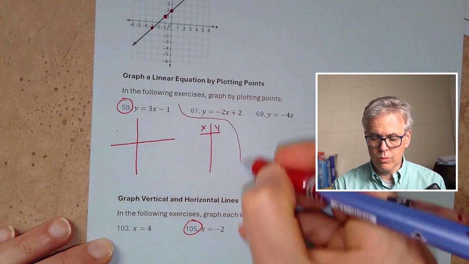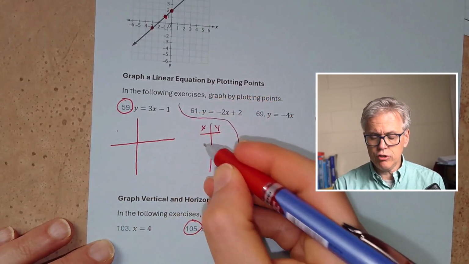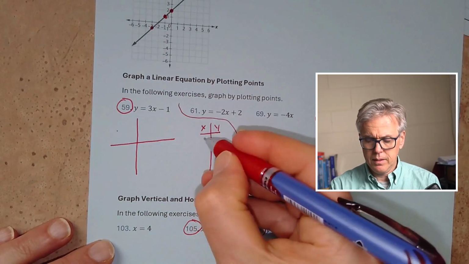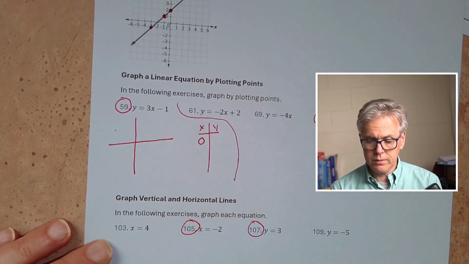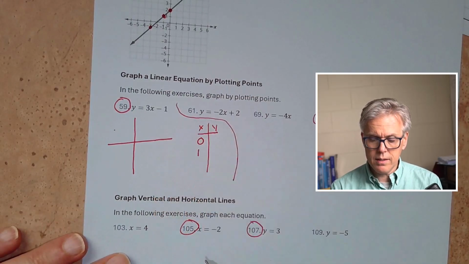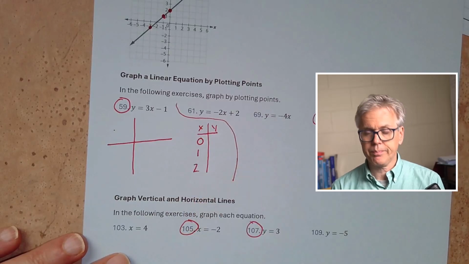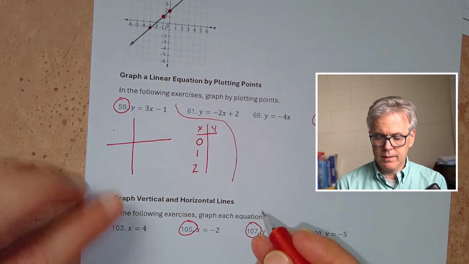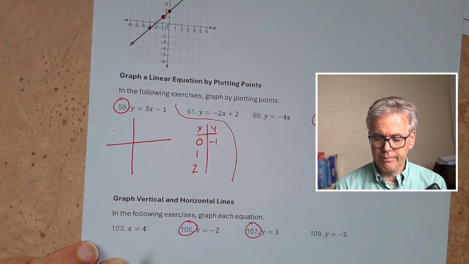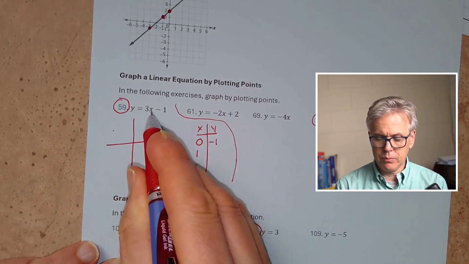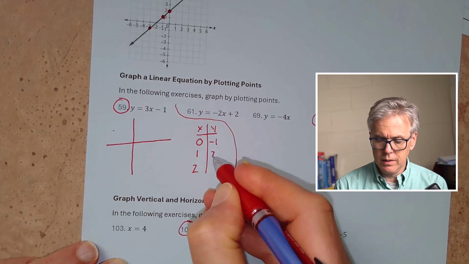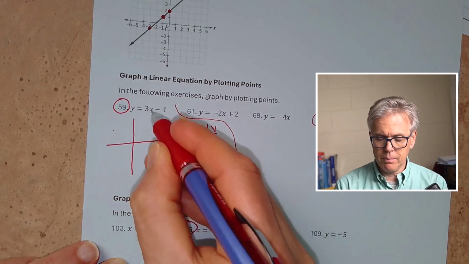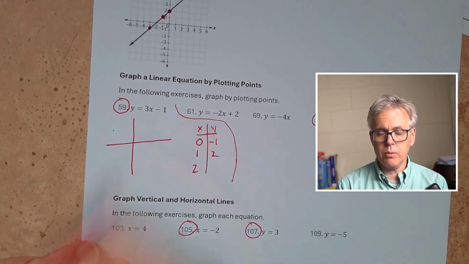So this is number 59 I'm doing. So I'm going to choose 3 values. 0 is always a good choice. And let's choose 1 and maybe 2. Okay, so when x is 0, what do I get for y? Well, I get negative 1. How about when x is 1? 3 times 1 is 3, minus 1 is 2.